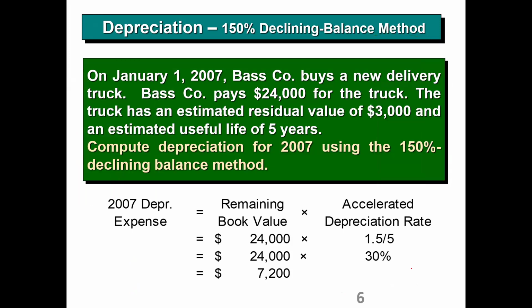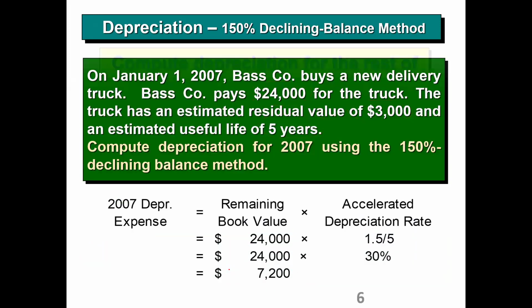So now, continuing with the same example we did for straight line, the cost of the equipment is 24,000, the residual value is 3,000, and the life is 5 years. According to the formula, since at the start we have zero accumulated depreciation, the cost is the remaining book value. So 24,000 multiplied by 1.5 divided by 5, since 5 is the useful life, which comes out to be 30%. 24,000 multiplied by 30% gives us 7,200 as the depreciation expense.